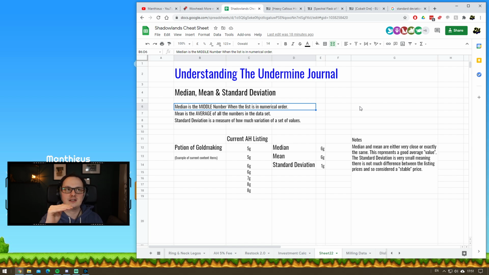Now, of course, this number usually tends to be more accurate or closer to like a market price, but it doesn't mean market price. It's just the number that's right smack bang in the middle of all of them.